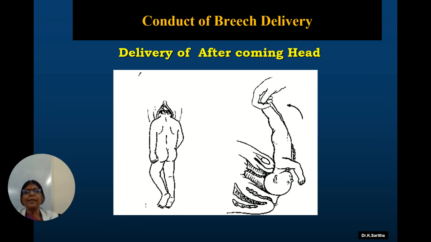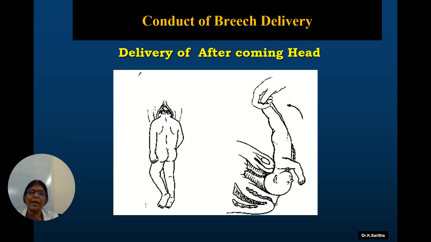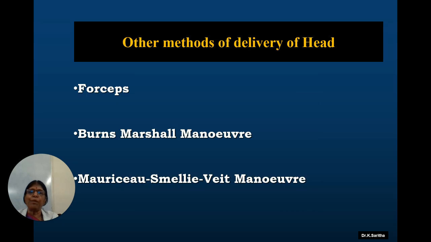It can be done by allowing the breech to hang down by its own weight. That doesn't mean that you move away. You hold the fetus, and always the breech is to be held by the feto-pelvic grip and not anywhere else, because you'll end up damaging the soft parts of the breech. This is the Burns-Marshall technique which you are seeing, used to deliver the aftercoming head. The obstetrician holds the feet of the fetus and delivers it onto the mother's abdomen.